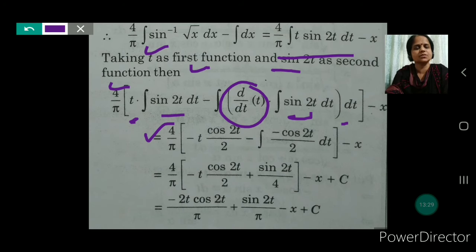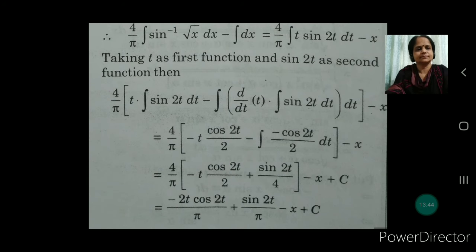it is minus cos 2t by 2, then minus, same as here, dt by dt is 1, and integration of sin 2t is minus cos 2t by 2. And here it is minus x, as it is. So now you will get here, again integration of cos 2t is sin 2t by 2. So it is sin 2t by 4.